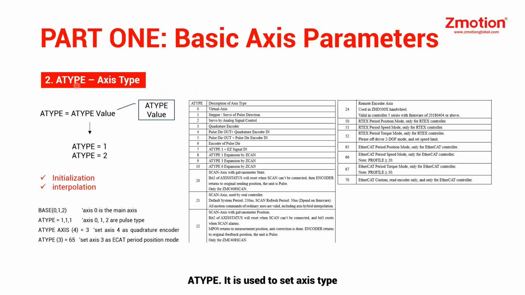Atype. It is used to set the axis type. This form shows the main types, and only the types that the controller supports can be used. That is, if the controller is pulse type, please set atype as 1. If it is a pulse axis expanded by a ZCAN expansion module, please set it as 8.